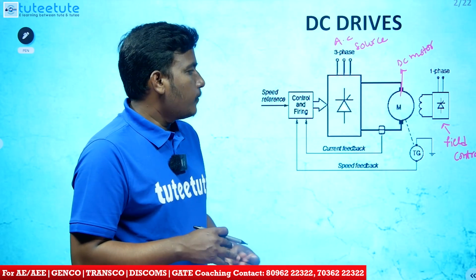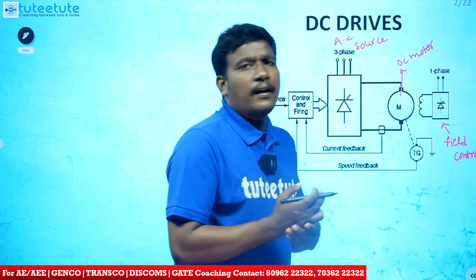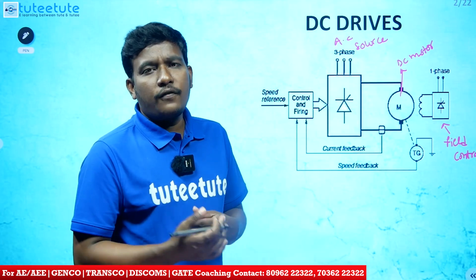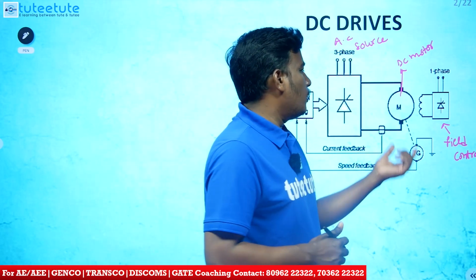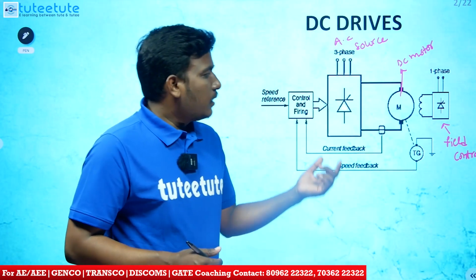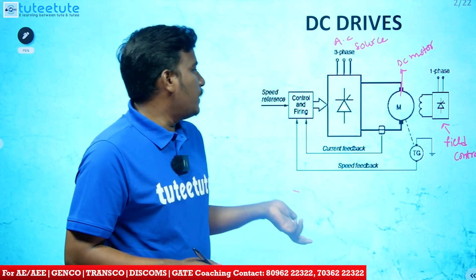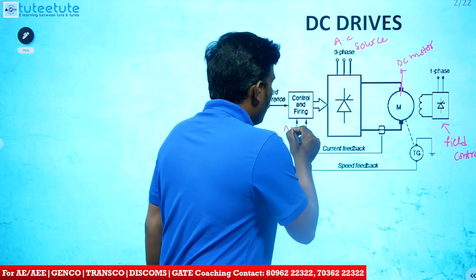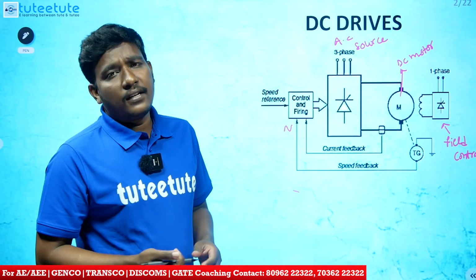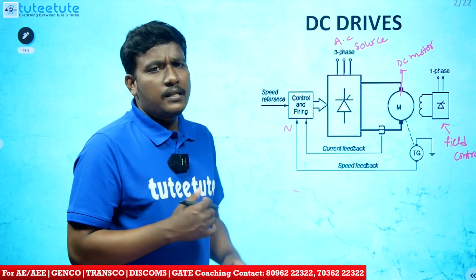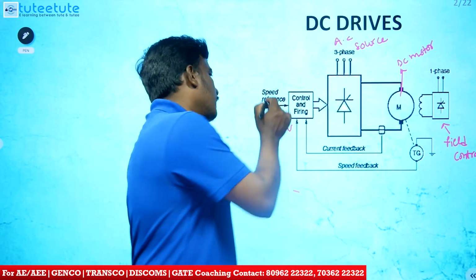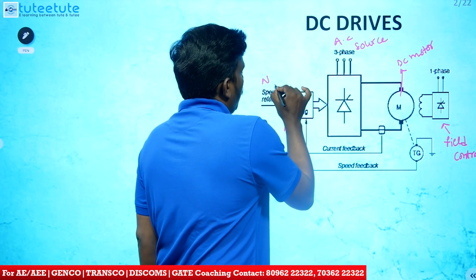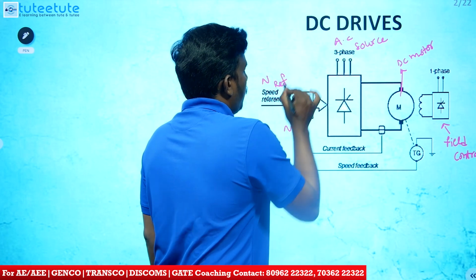The outputs of a given DC motor are torque and speed. With the help of sensors, we are using a tacho generator to measure the speed of the DC motor and send it to the control unit. The operator gives some reference speed, that means the desired speed of the operator. Let's take it as NREF. Okay, this is the NREF.